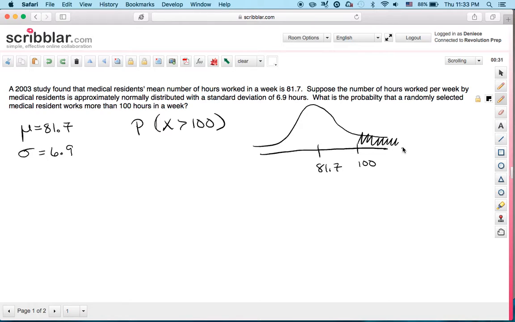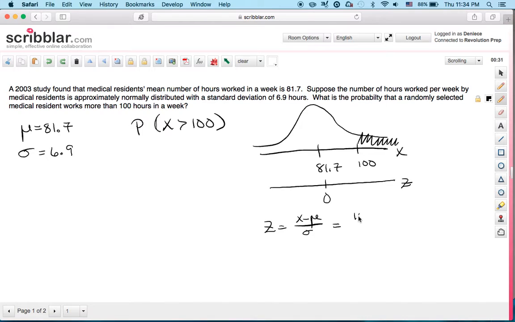Now this is the normal values. And now we're going to add an extra line that represents a standard normal. Now the standard normal means that the mean is going to be 0. We also have to convert this 100 using the z-score formula. So we're going to go ahead and use z equals x minus mu over sigma. And we're going to plug in the values that we already have in the problem.